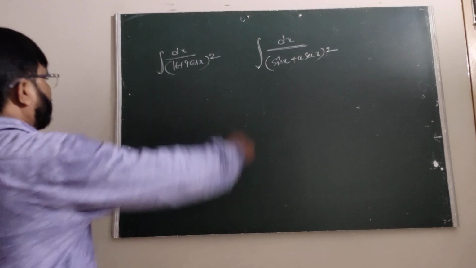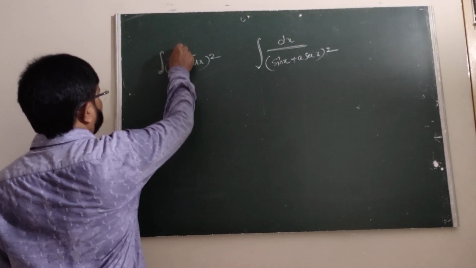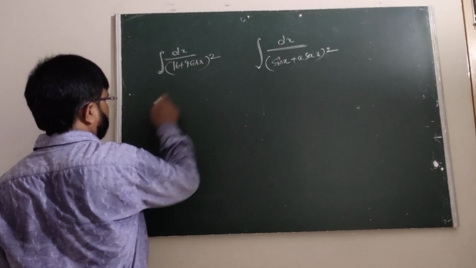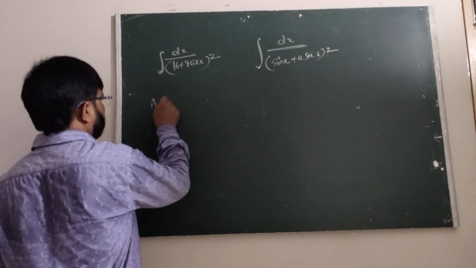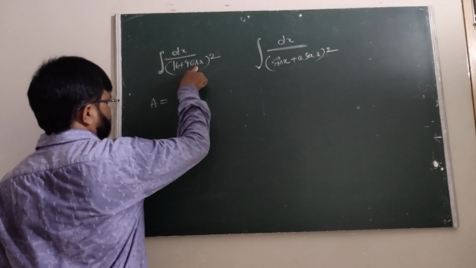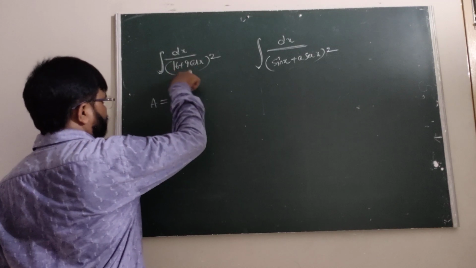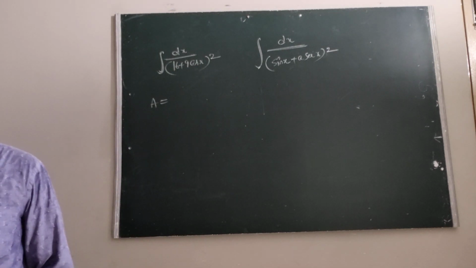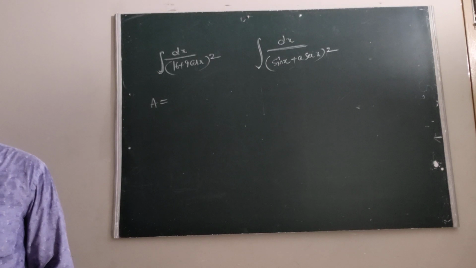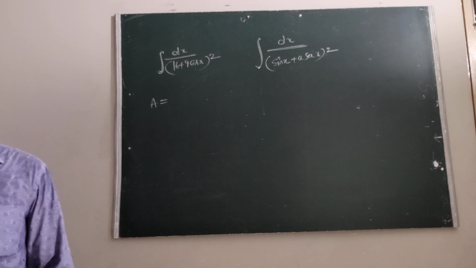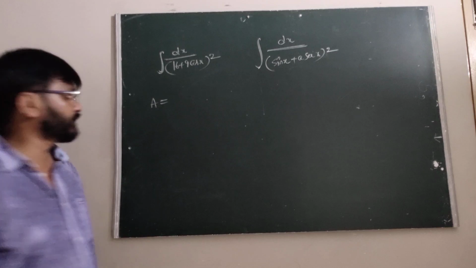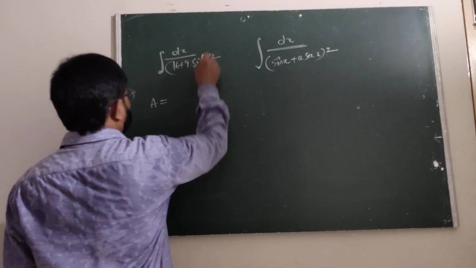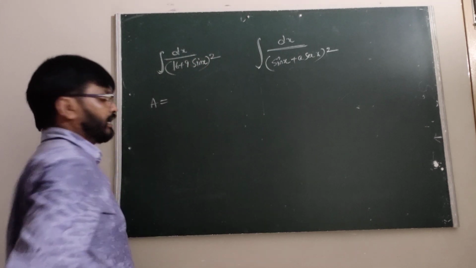So here the integral of dx. How to evaluate this one? The last question is dx by 5 plus 4 cos x whole square. Here the 16 plus 9 sin x is there. Sorry, here the 16 plus 9 sin x is there.